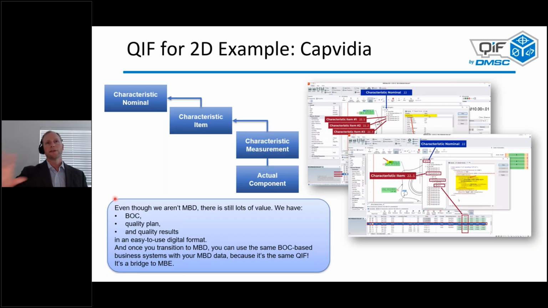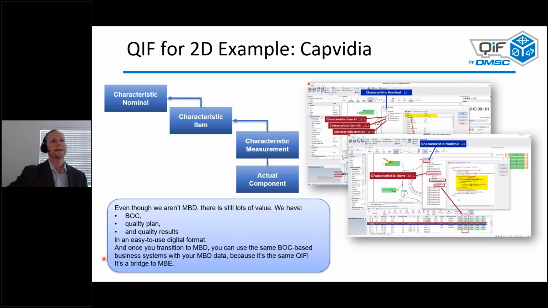So, in conclusion, what did we just look at? Even though we're not in the MBD world, there's still a lot of value that could be derived here. Because we have our bill of characteristics, we have our quality plan, and we were able to manage some quality results, some actual measurement results. This is all in an easy to use digital format. We're not working with paper anymore or juggling Excel spreadsheets anymore. It's all linked up data.